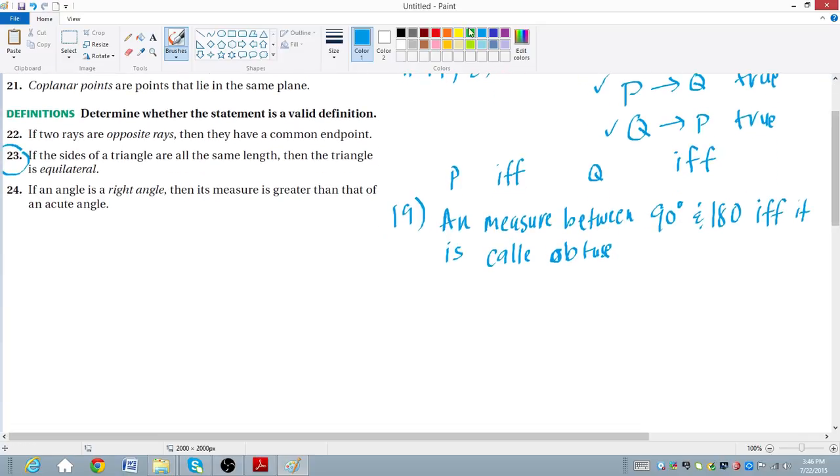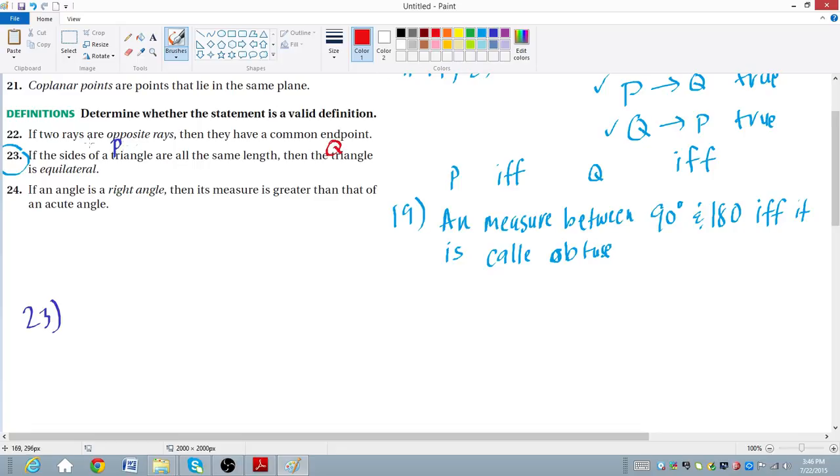Number 23. Now here, determine if the statement is a valid definition. Valid definition means that if it's an if and only if, it works one way and it works the other way as well. So let's call this if part P and the then part right here Q.